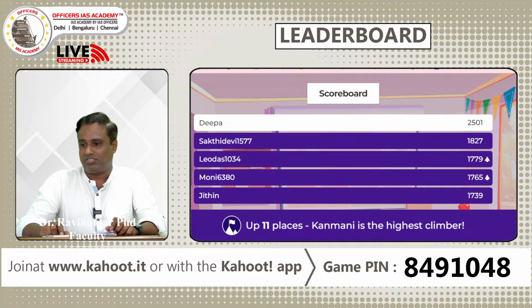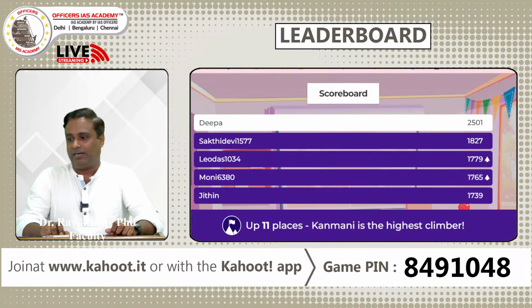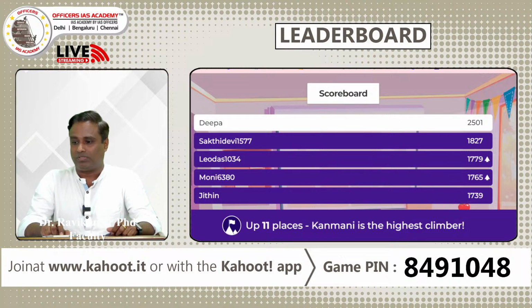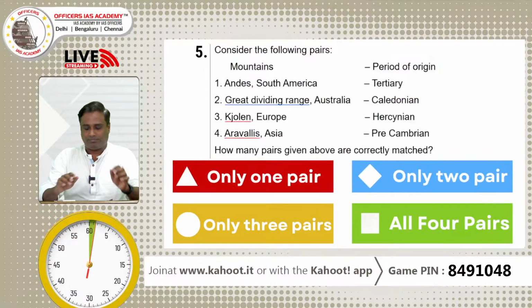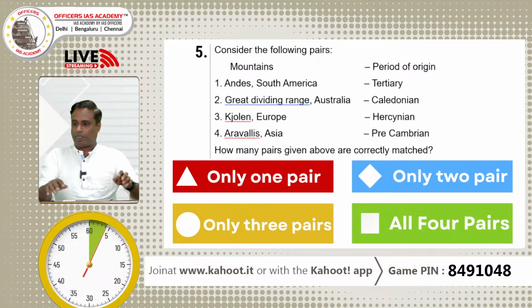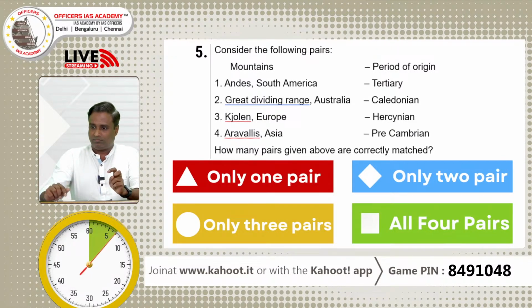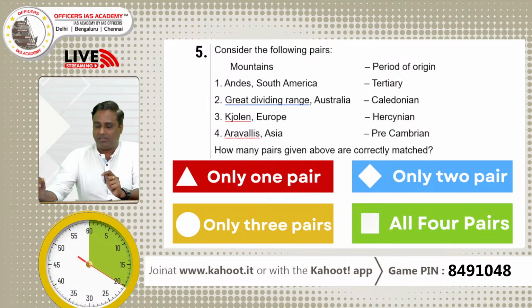Deepa retained the first spot and Sakti Devi retained the second spot. Leo moves to the third spot, and Moni the fourth one. Jitin is retaining the fifth one. So that's good competition. Now we are moving to question number 5. Here there are 4 pairs given, the mountains and their period of origin. Look at the mountains and the periods, try to match them properly and identify the right answer.